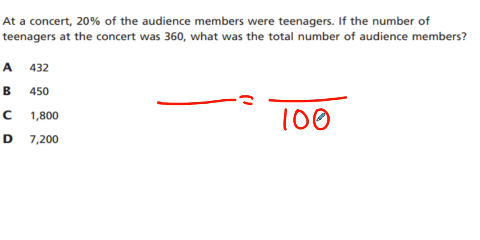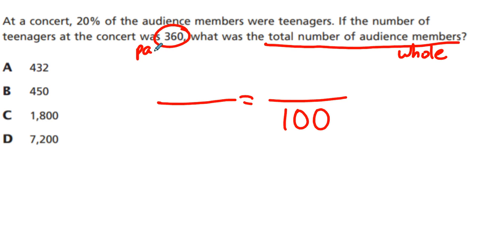Okay, well, let's see. The number of teenagers at the concert was 360. We're looking for the total number of audience members. Well, there's more audience members than teenagers, so this is the whole and this is the part. The 360 is the part. We don't know the total number of audience members, and the percent is 20%.